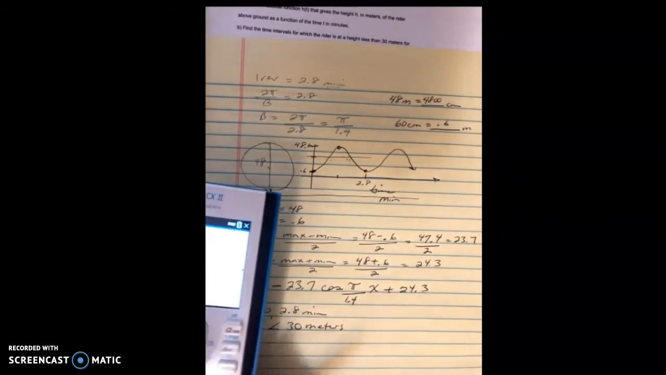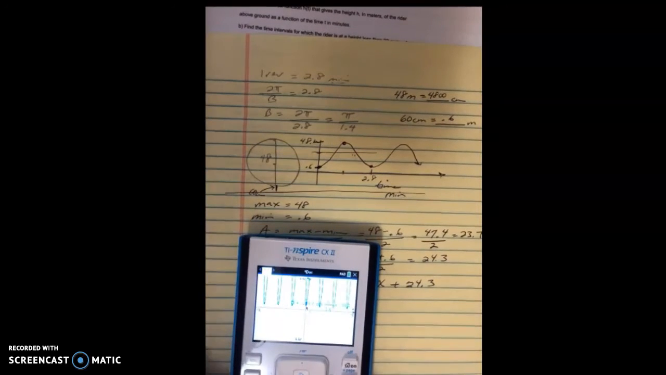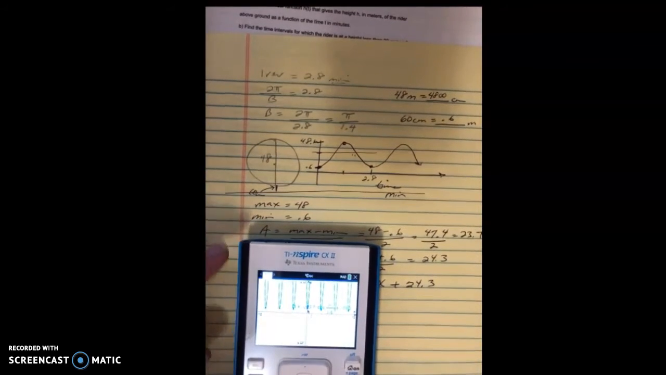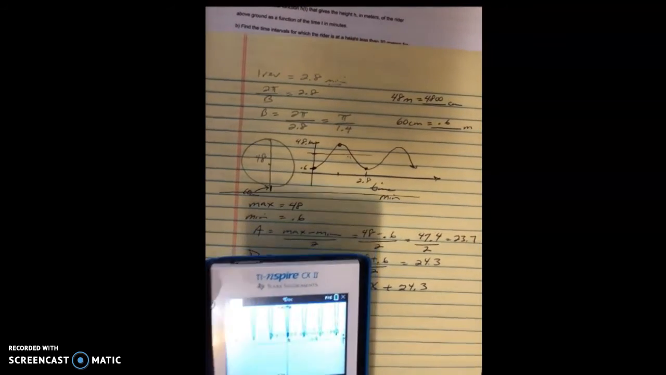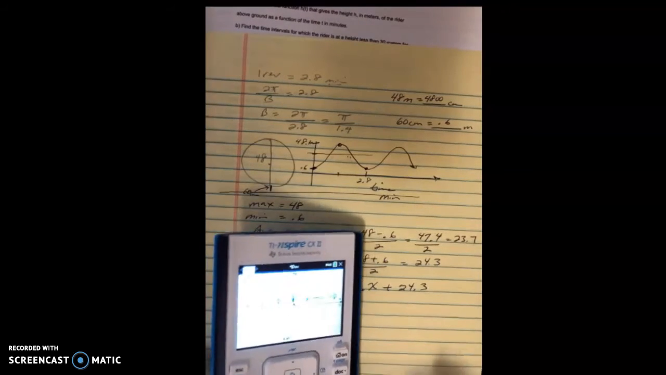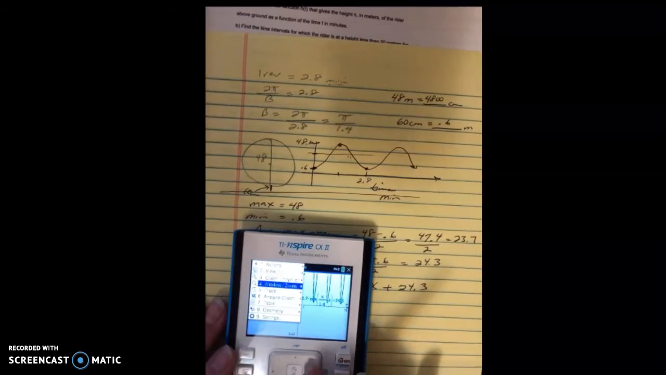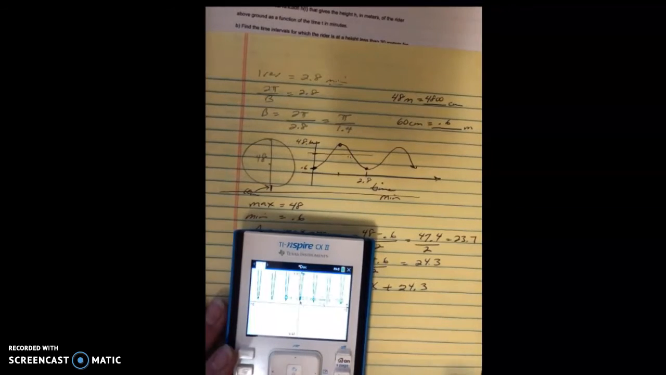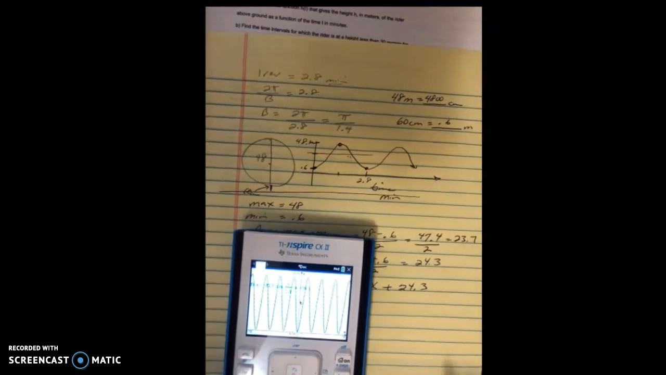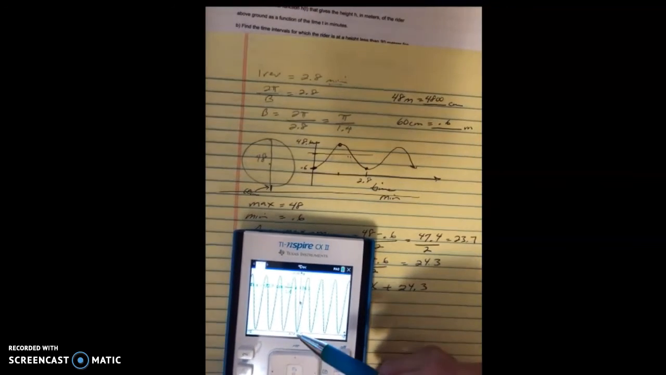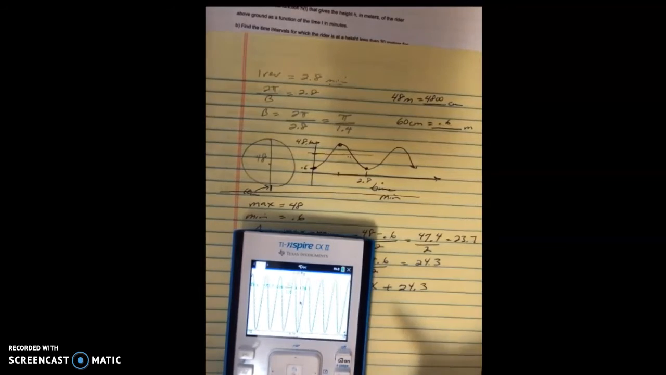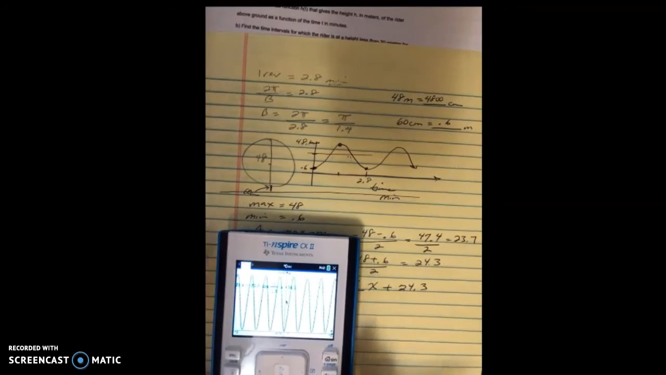Okay, so here it is when I graph it. I don't know if you can see it. It looks kind of wonky because I haven't done a graph fit. So let's do graph fit. Let's do menu, window, fit, which is A. There it is. So there's my Ferris wheel. Starts down, goes up, goes down, and up. And I want to know what's going on when it's 30.